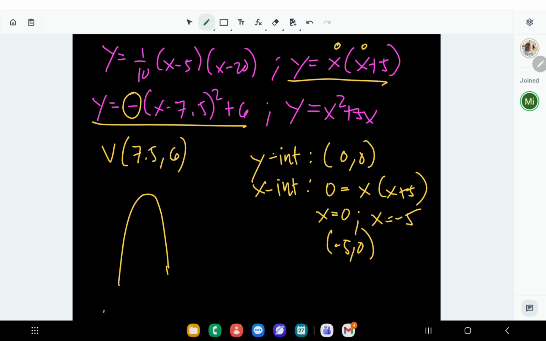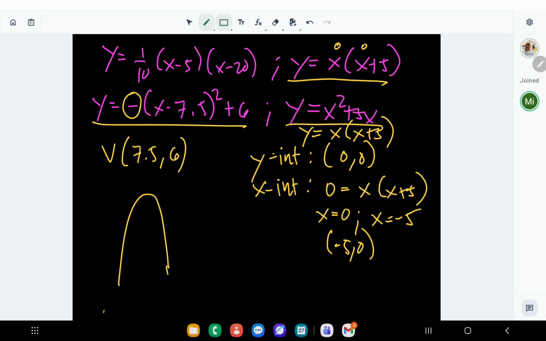Okay. For function 4, x squared plus 5x, we can write this as y equals x times (x plus 5). Oh, it's the same as the second function, x squared plus 5x.